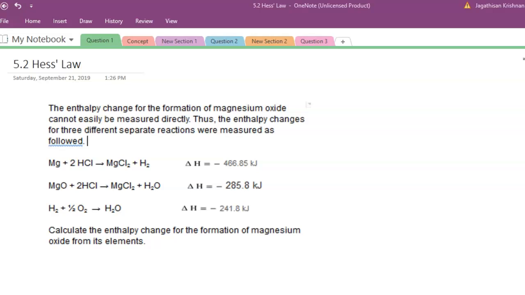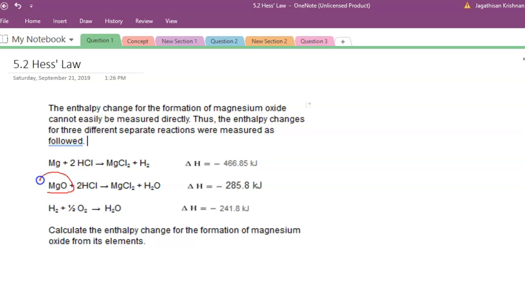This video is about Hess's law. We use Hess's law when we're trying to find the enthalpy as the sum of several small steps, like shown in the question here. The question is asking us to calculate the enthalpy change for the formation of magnesium oxide. So the first thing we have to do is find where magnesium oxide is.